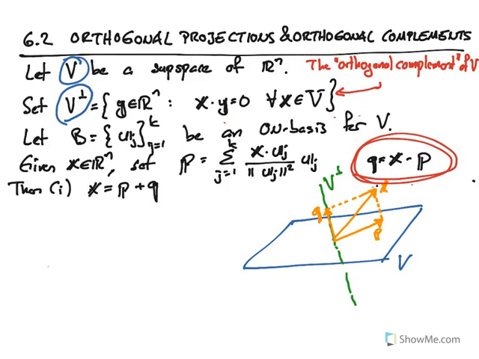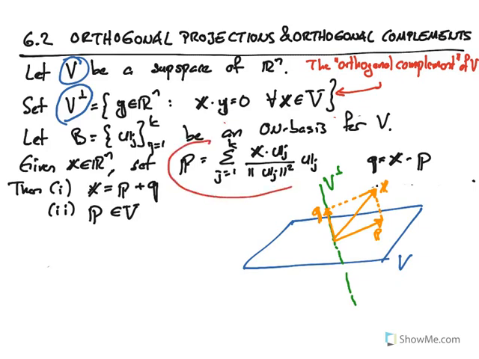So if I just move P over to the left, you get that x is equal to P plus Q. Then the second property is that vector P belongs to V. And this is obvious too, because if you look at the definition of P, you see that it's a linear combination of the UJs. So that is definitely the case. Maybe we'll write this down. This is an obvious fact.